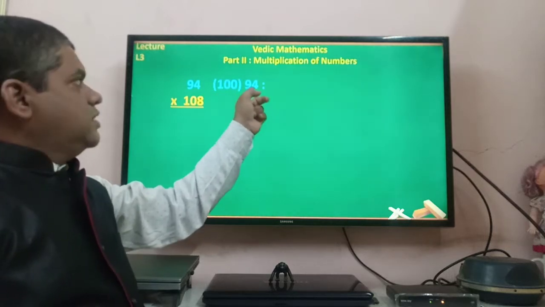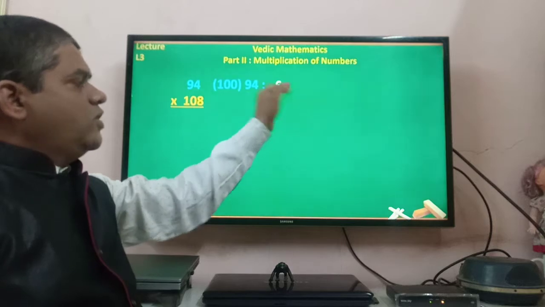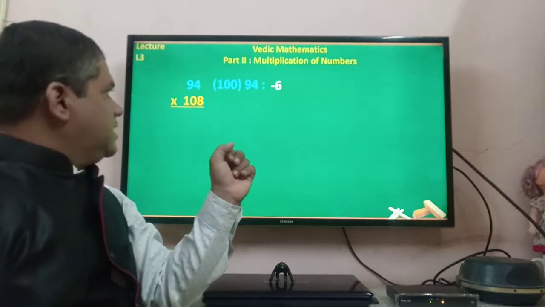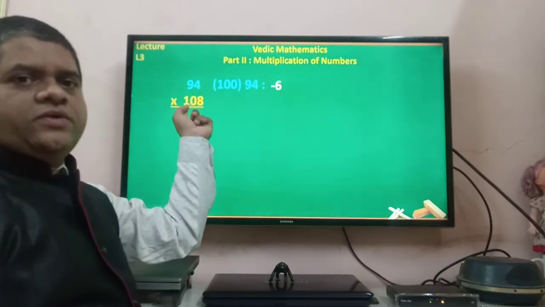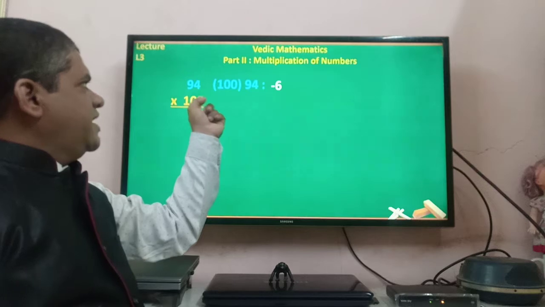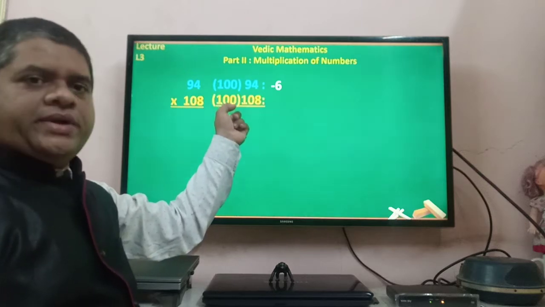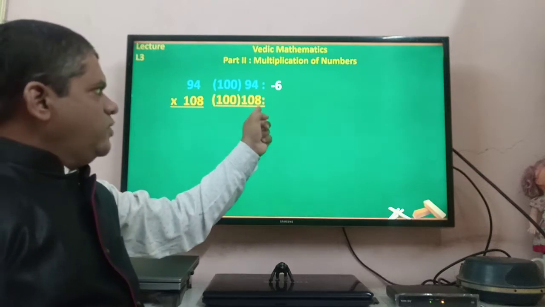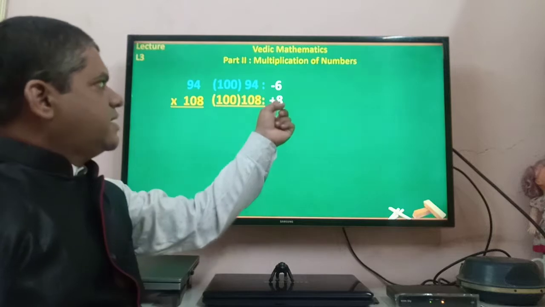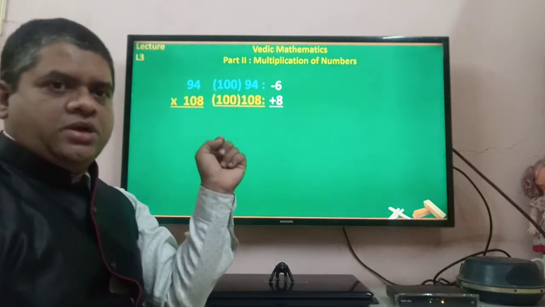Once we subtract this 100 from 94, the answer is minus 6. Now 108 is another number that we want to multiply. This 108 you will find again is closer to 100. So 100 as a base, and now we'll find 108 minus 100 is plus 8.